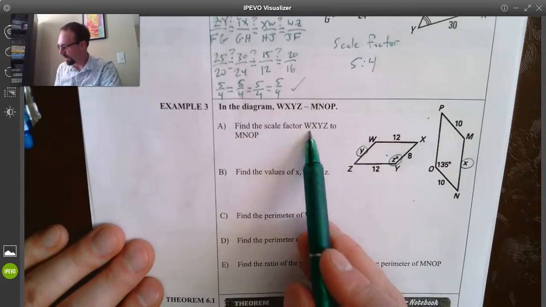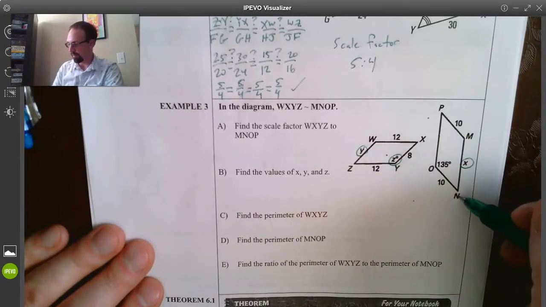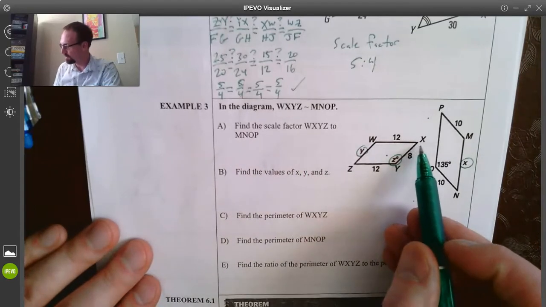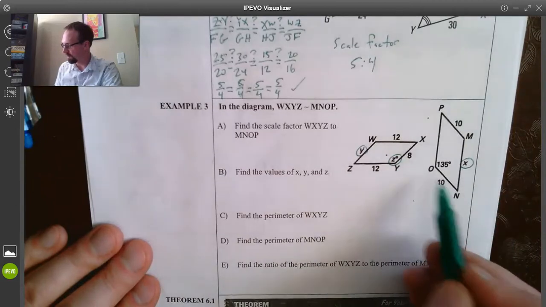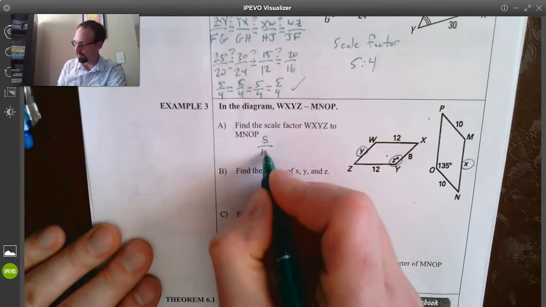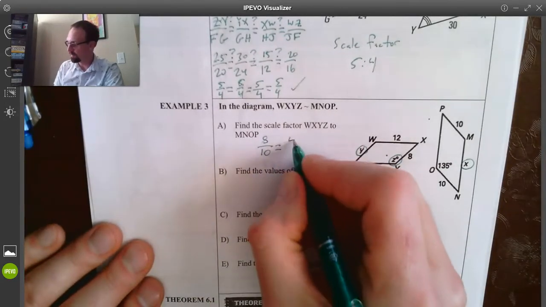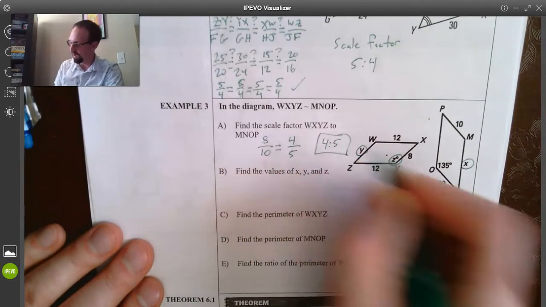So it says w to x, so that's 12, to m to n. So that doesn't work for this one. So let's see, x to y is 8, and then n to o is 10. Perfect. So that actually is the scale factor that I want, because then I have 8 over 10. So now I just check to see if it reduces. It does. So my scale factor is 4 fifths, or 4 to 5.